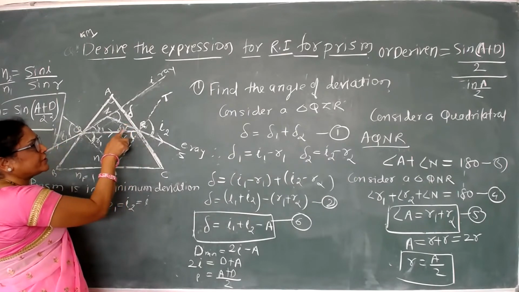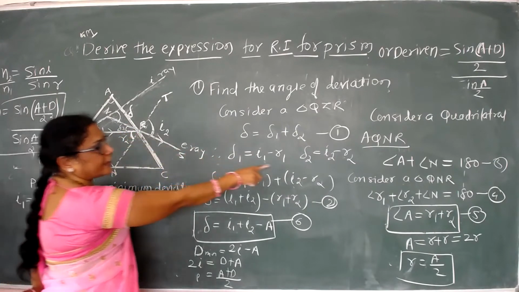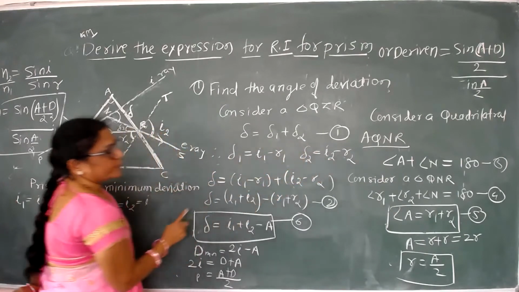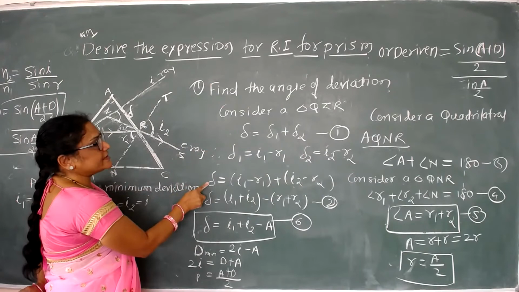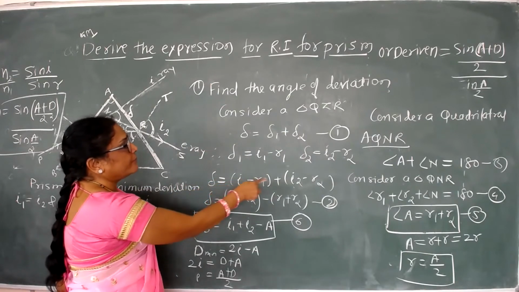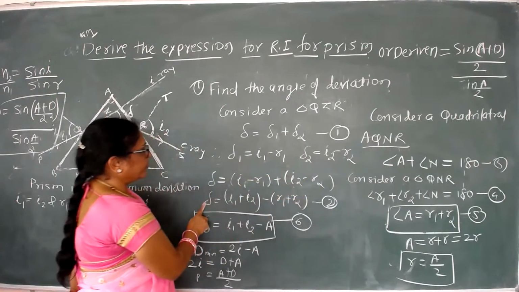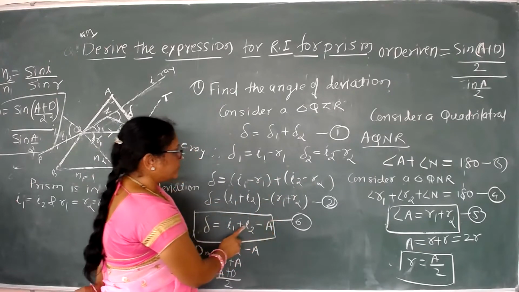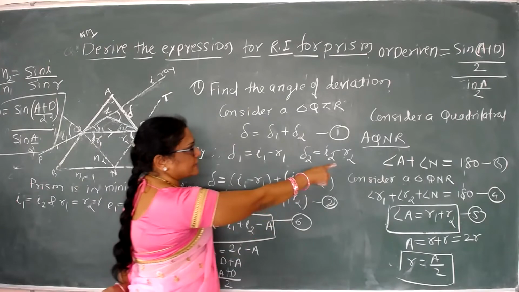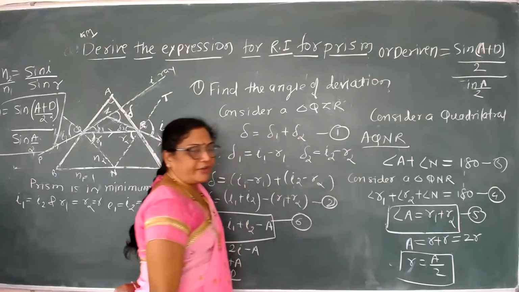And delta 2 is the deviation due to the second surface. Delta 2 is equal to I2 minus R2. So we substitute the values in the first equation. That is, delta is equal to I1 minus R1 plus I2 minus R2. Therefore, delta is equal to I1 plus I2 minus (R1 plus R2). So we derive this expression, or we consider a quadrilateral.